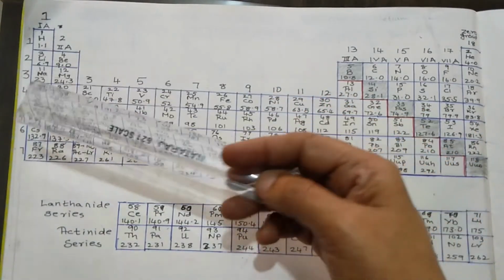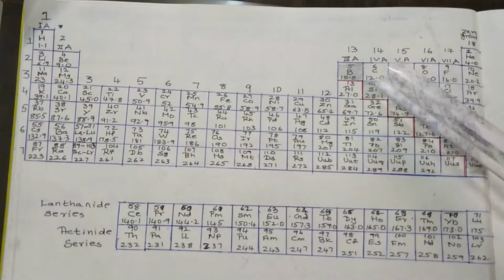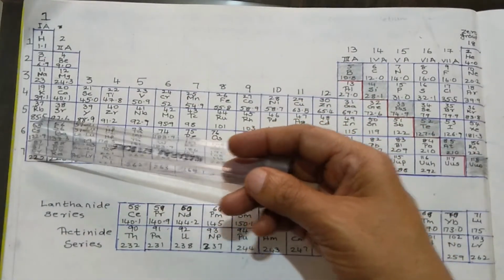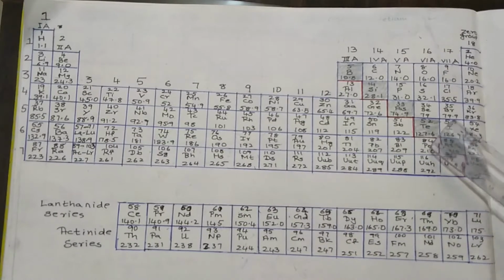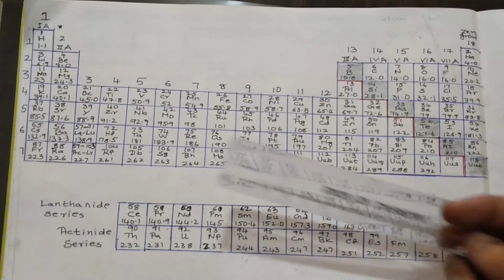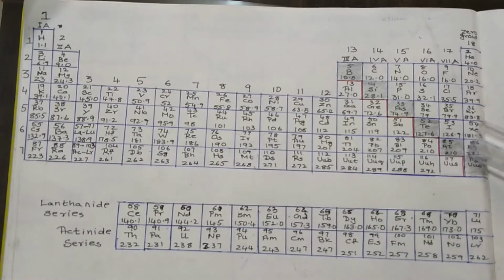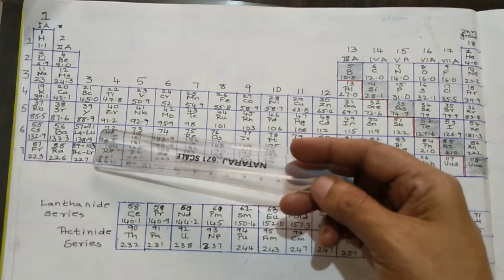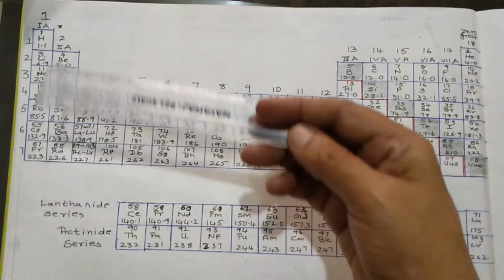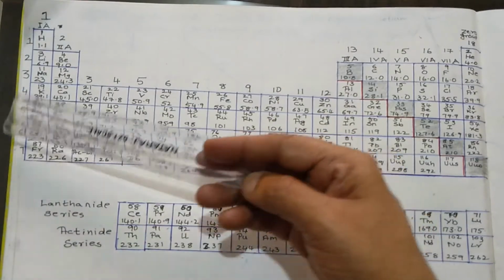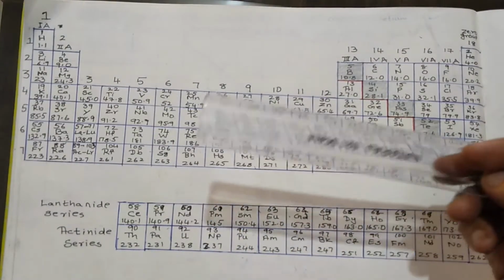When you go from left to right, that is in a period, this way is a period. So when you go from left to right in a period, then they slowly change. The properties of the elements slowly change from one end to the other end. That is from left to right, the properties change slightly from one end to the other end. That is, in a group there is similarity in properties, and in a period the properties slightly keep on changing.